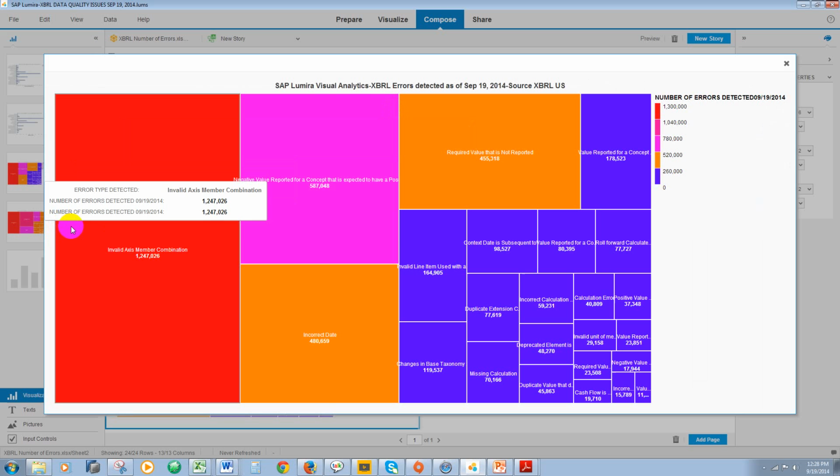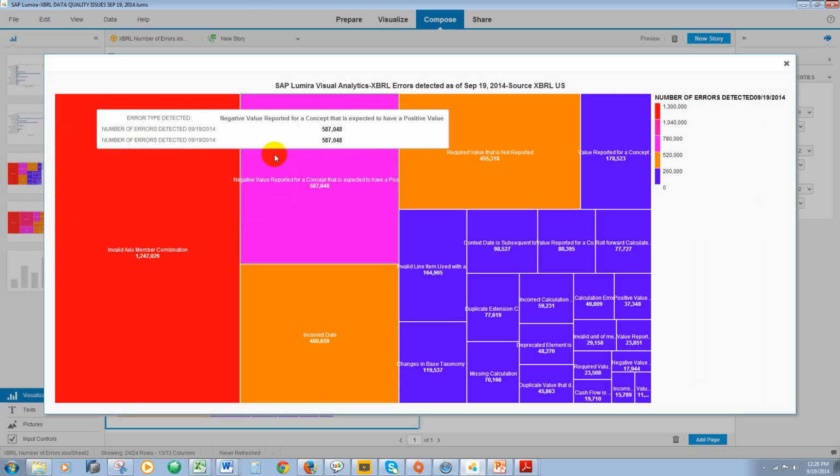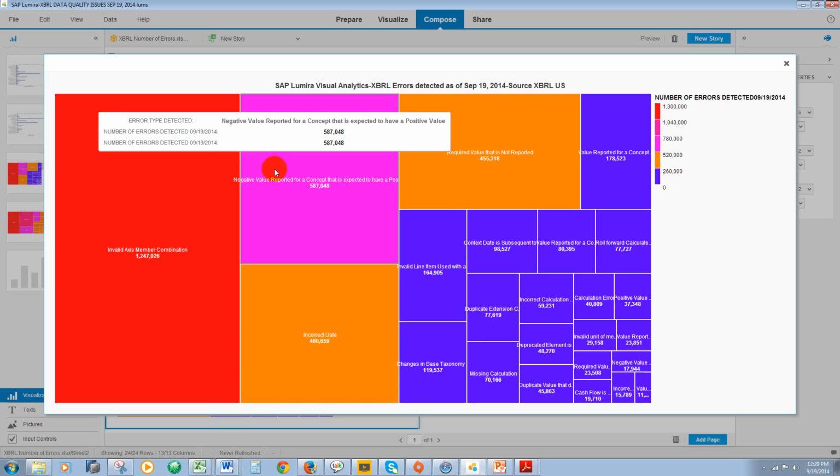So we are seeing that the invalid axis member combination is 1.25 million. So that's a huge number, which is affecting the comparability of XBRL data. And then we have negative value reported for a concept that is expected to have a positive value that stands at 587,048. That's a huge number, and this is affecting the accuracy of the XBRL data and the financial semantics.